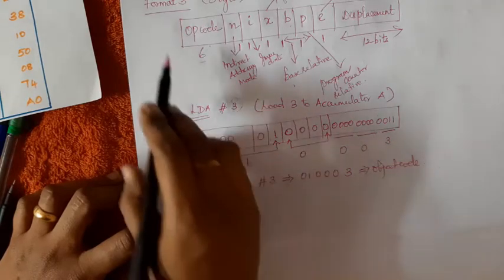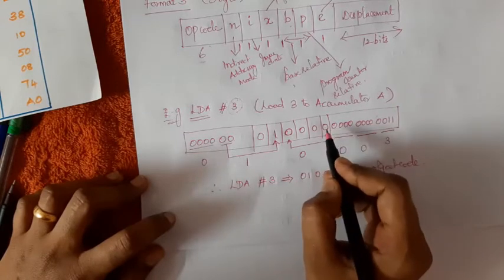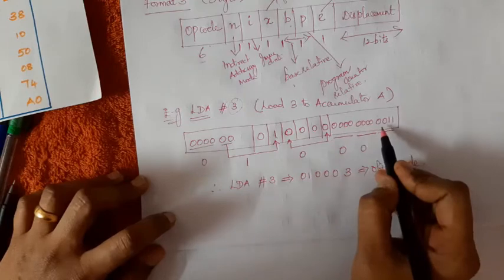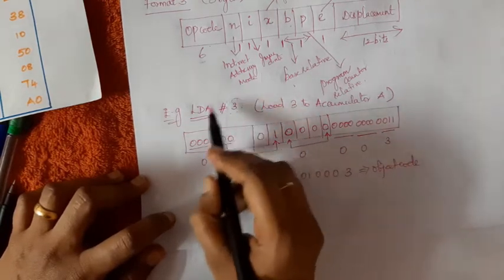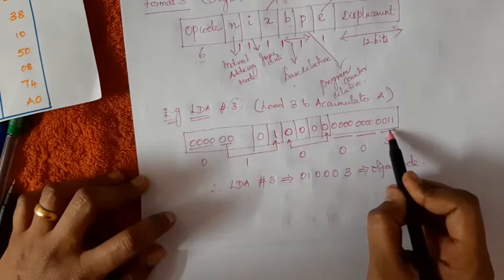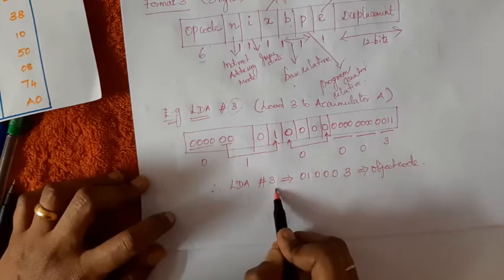And here we are using the format 3 instruction. That's why we set it to 0. If it is a format 4 instruction, E will be set to 1. And here the displacement. Here the value is directly added to the accumulator. And this value is taken as a displacement. And now we framed the object code for this instruction. Okay.